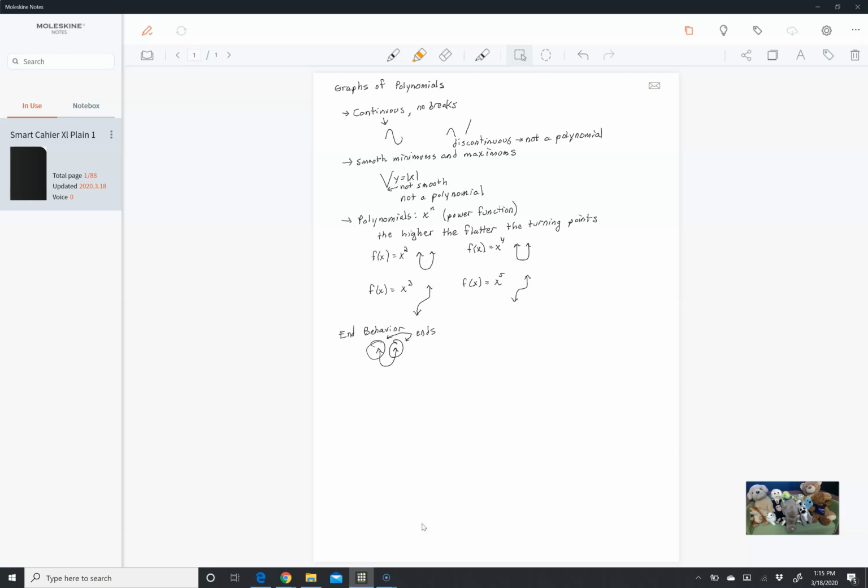We can determine what happens with the ends by looking at the degree. When we have an even degree, the graph looks more like a U, whereas when we have an odd degree, the shape of the graph is different. If we have an even degree, both ends are doing the same thing. In this case, both ends of the graph are going up. Whereas with an odd degree, they're doing opposite things. This end of the graph is going down while this end is going up. So that's what the degree tells us: are both ends doing the same thing or different things?